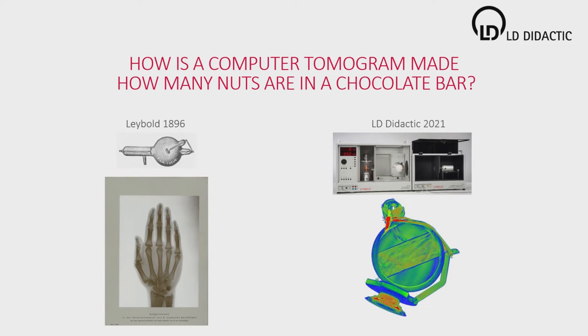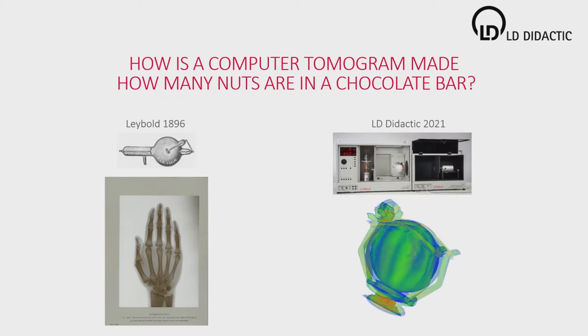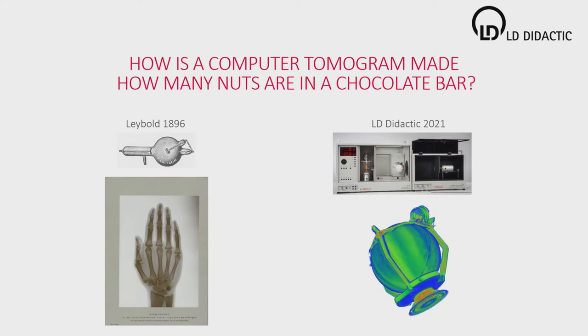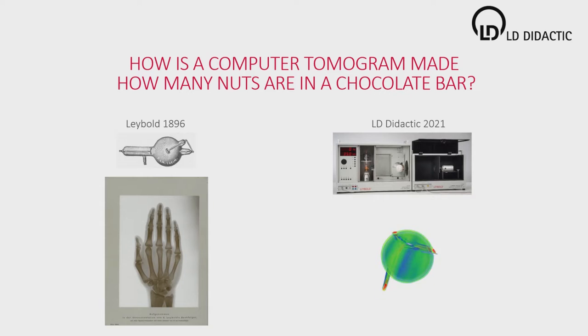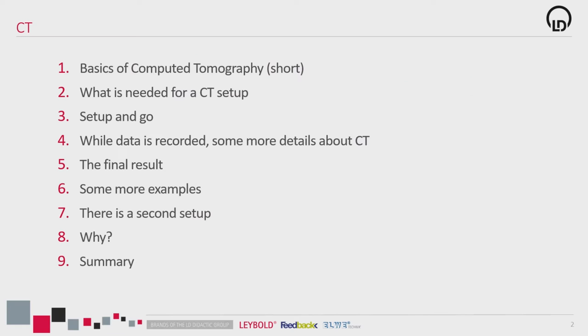In the left image, you can already see the first problem of such an X-ray. In the hand wrist, there are a lot of overlapping bones. And they can't be separated because X-rays pass through them and they will always interfere with one another. So what we are doing today is a short basics on computed tomography, what is needed for the setup, then we'll start a measurement, have a look at it and talk about some more examples. For time reasons, they won't be recorded live, and we will talk about why and what we can learn from these things.